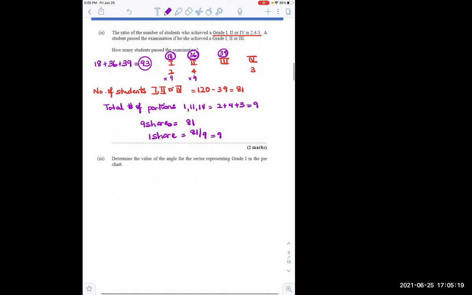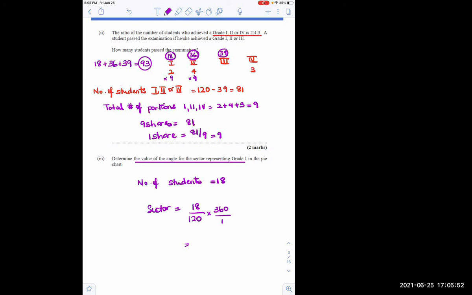Yes, miss. Determine the value of the sector angle representing grade 1. So the number of students who got grade 1 is 18. So the sector angle would be 18 over 120, that is the whole total number of students, multiplied by 360. So 18 divided by 120 multiplied by 360 is 54 degrees. Any questions?